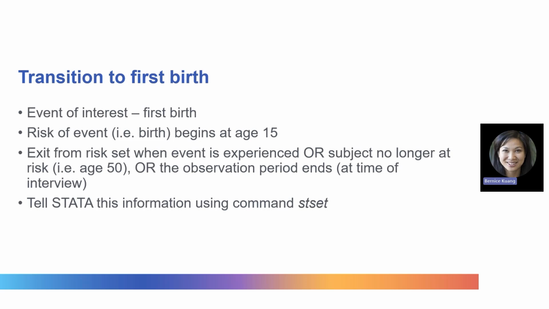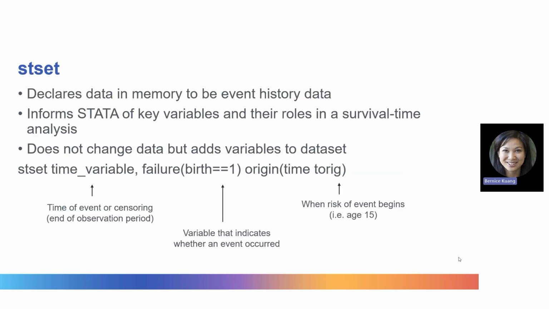So you need these crucial pieces of information to tell Stata, and you do this using a Stata command called stset. So stset is the command you would use to declare to Stata, this is event history data. It tells Stata what the key variables are and their role in event history, or it's sometimes called survival analysis. So stset doesn't change the data, but it calculates and adds variables to the data set that are handy for event history analysis.